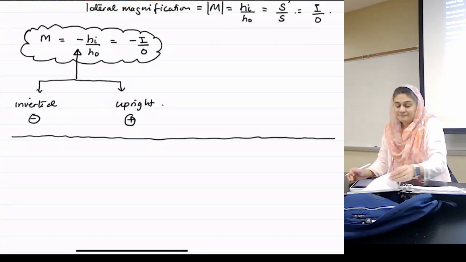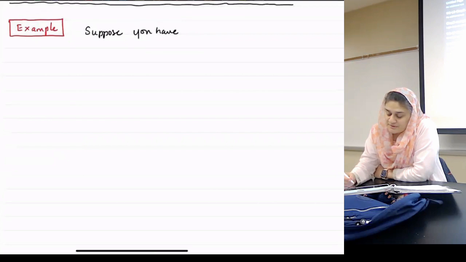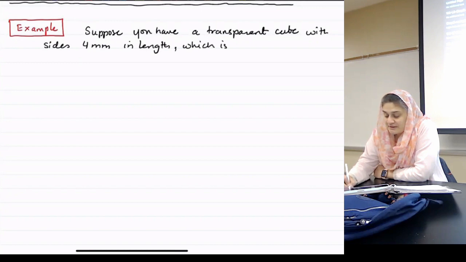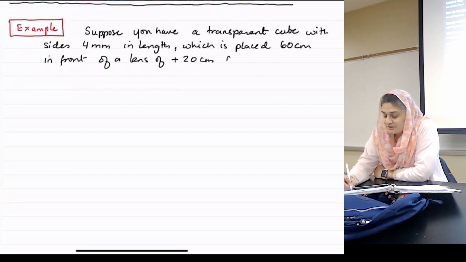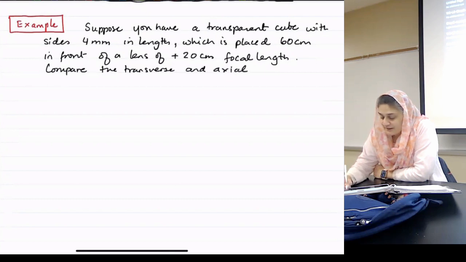Okay, so the other last thing I want to talk about is axial magnification. In order to do that, let me do a question. Suppose you have a transparent cube with sides 4 mm in length, which is placed 60 centimeters in front of a lens of plus 20 centimeters focal length. Compare the transverse and axial magnification.